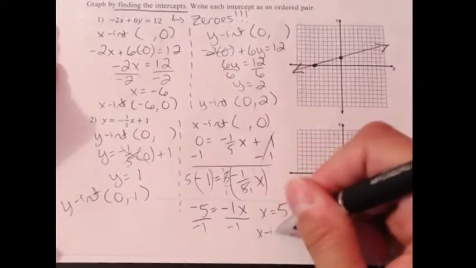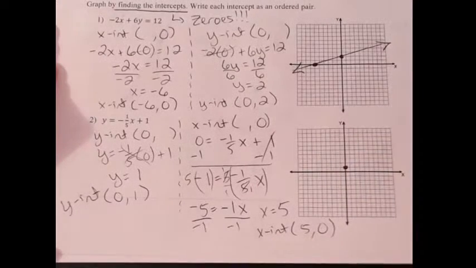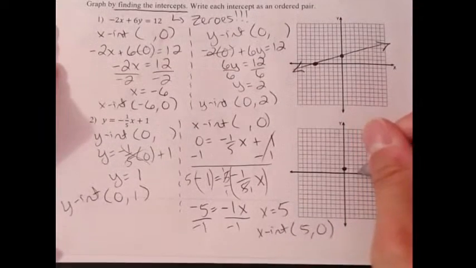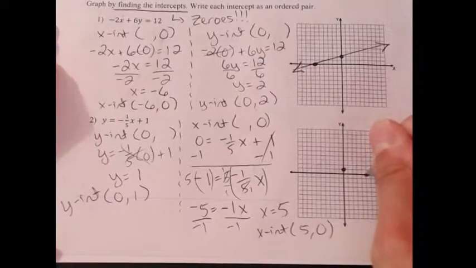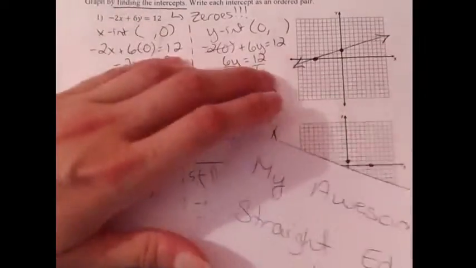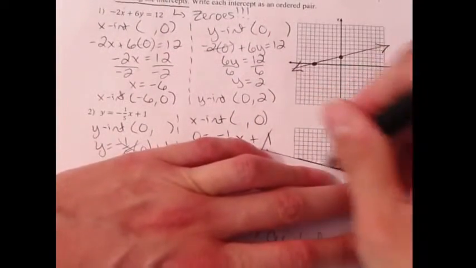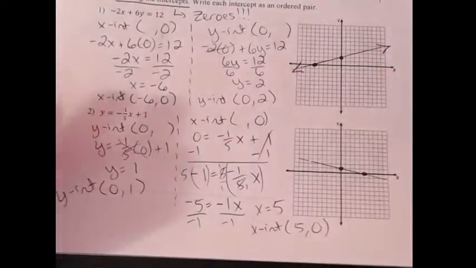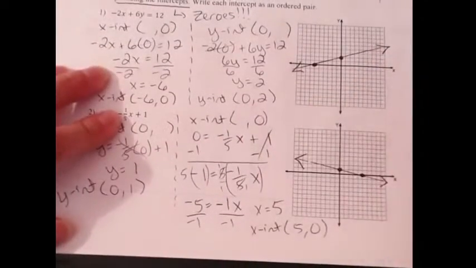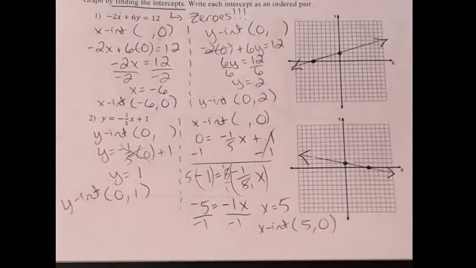So my x-intercept is (5, 0). And let's plot that. 1, 2, 3, 4, 5. Here's (5, 0). Take your straight edge. I'll reveal the work again. I just want to draw this in here. Connect the two, and then draw arrows on either end, and voila! You have just graphed the line by finding the x- and y-intercepts.